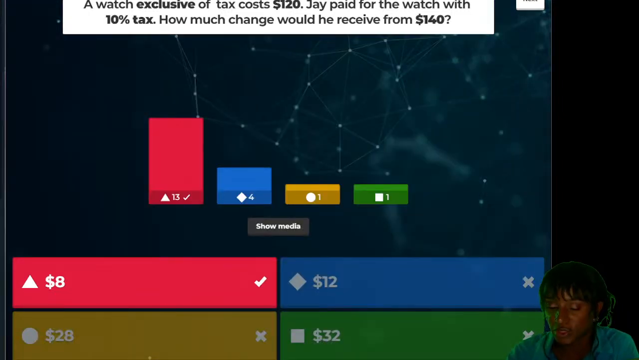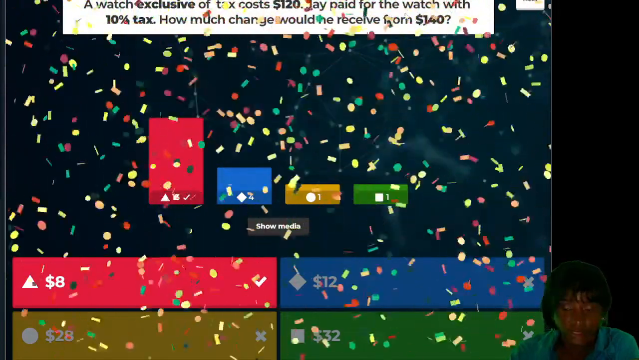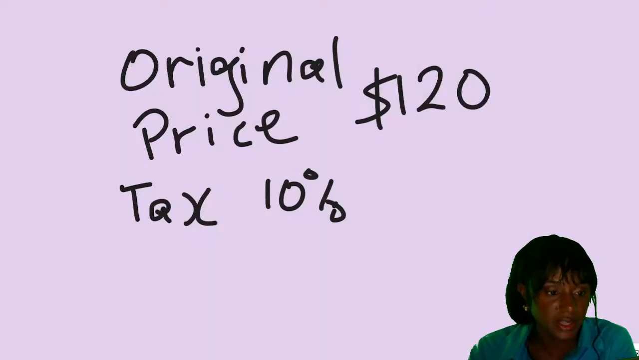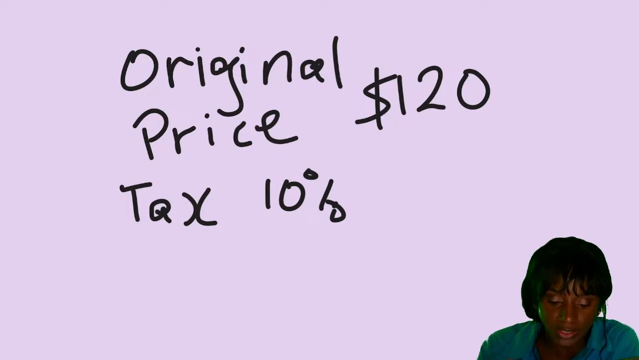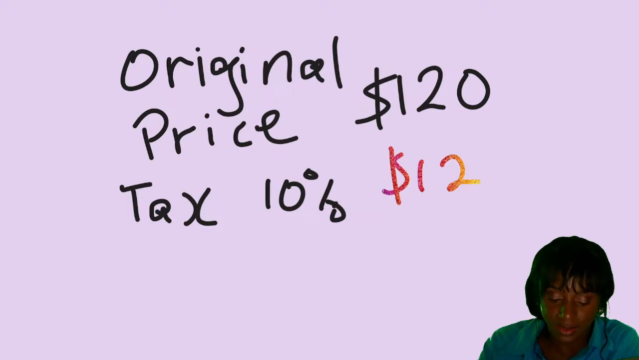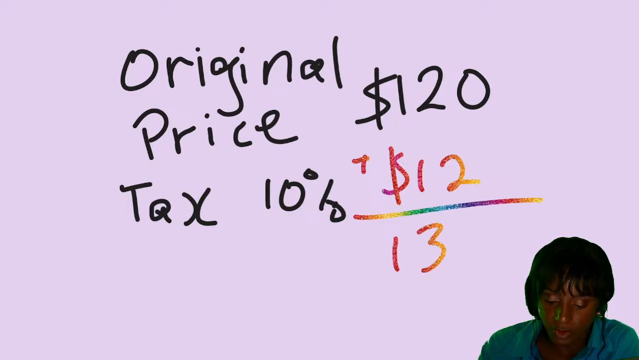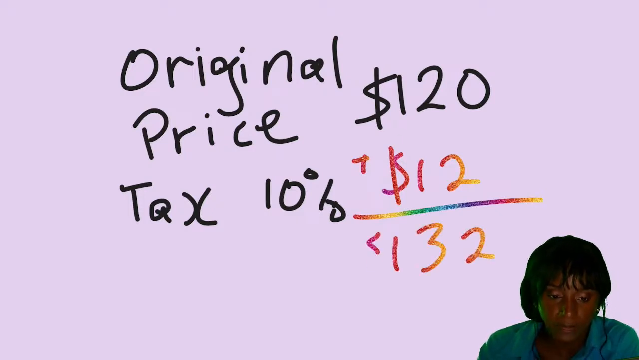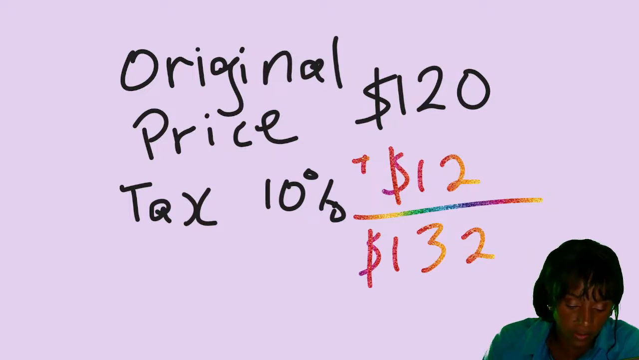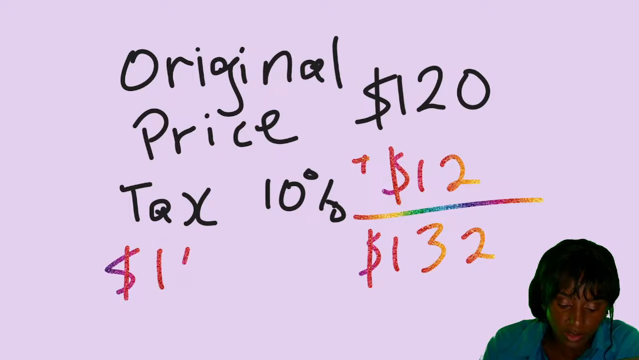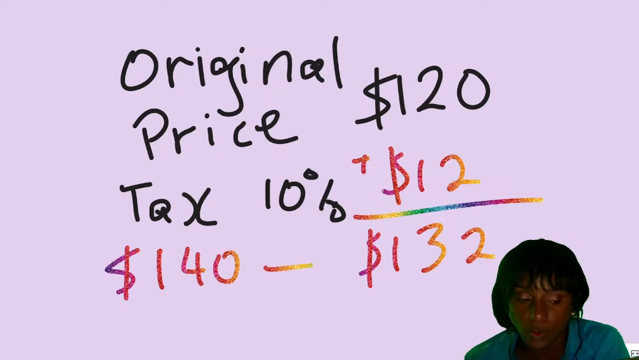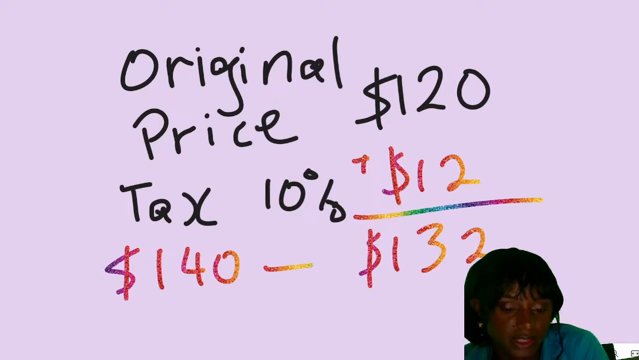Okay, so yes, majority of you all did get this correct, but I see that 4, 5, 6 of you all made an error. So let's see here. The original price was $120 and the tax was 10%. So we all know that 10% represents $12. Because this is tax and not discount, we have to add the $12. So this gives us a price of $132. Because the customer paid with $140, you simply subtract the $132 from the $140. And that gives us a change of $8.